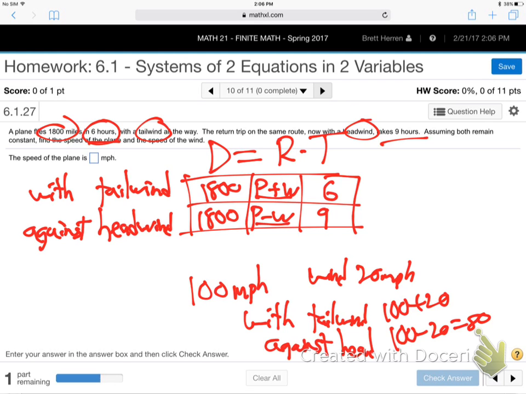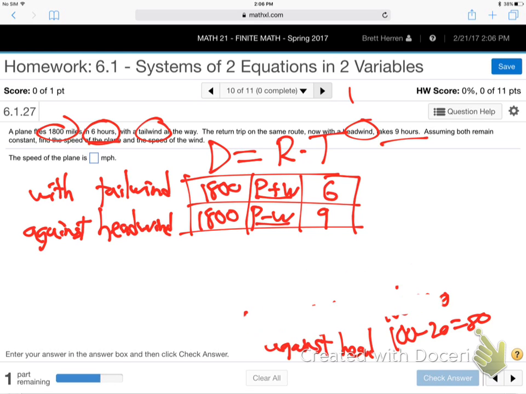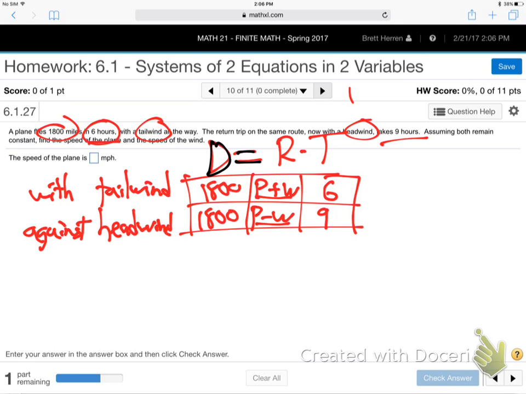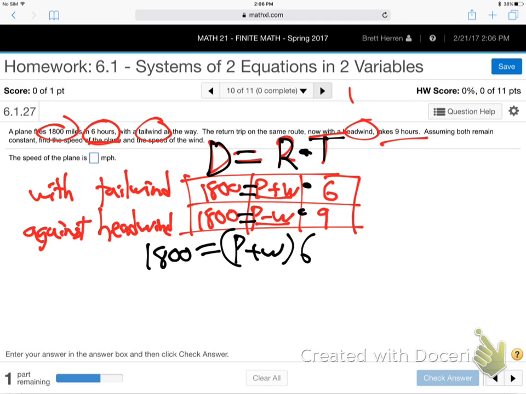Now, from there, we get our two equations. We have two letters. We need two equations. Whenever you have two letters, you always need two equations. So where are they? Well, remember, D equals. The equal sign's right here and here. So 1,800 equals P plus W times the R box times the T box, times 6. And 1,800 equals P minus W times 9. Whoops, times 9 for that second one. Is that making sense how I'm coming up with those?